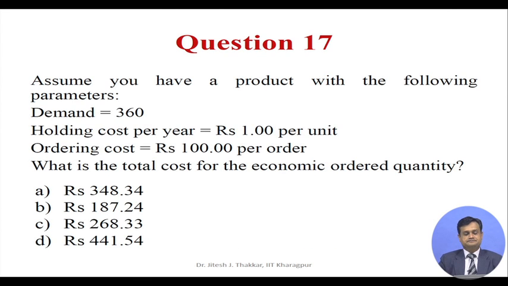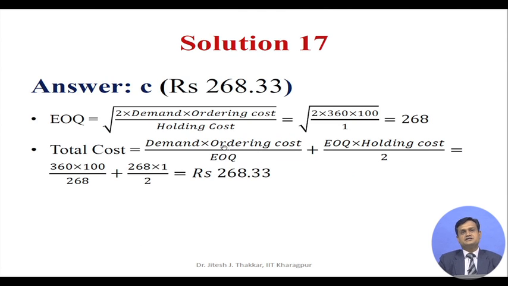Question 17. Assume you have a product with the following parameters: demand 360, holding cost 1, ordering cost 100. What is the total cost for the economic order quantity? You can see the various options, and the correct answer is C, rupees 268.33.